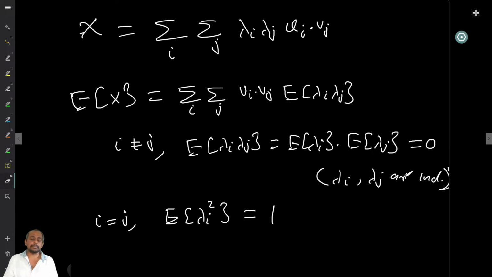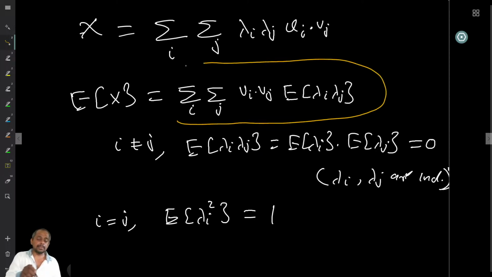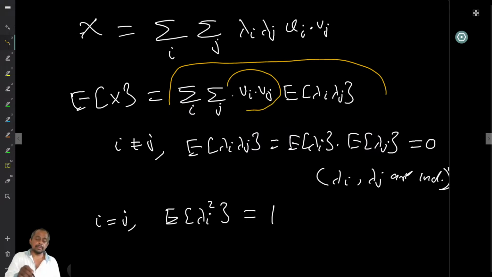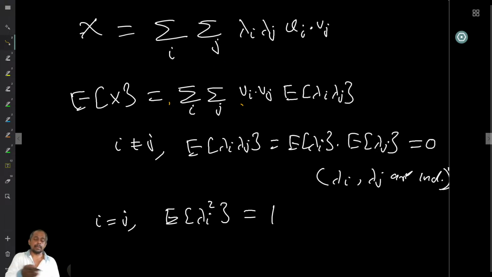Okay. Now this is the random variable x. So what is the expectation of x? The expectation of x, by linearity, is the sum of the expectations of lambda i lambda j times vi dot vj. The dot product is a scalar, so you can take it outside. The lambdas are the random variables, so you look at the expectation of those.